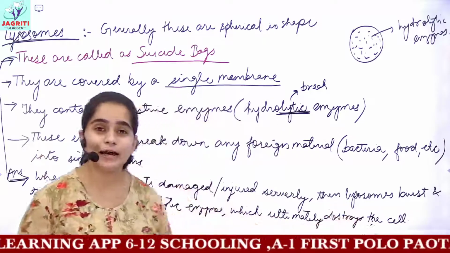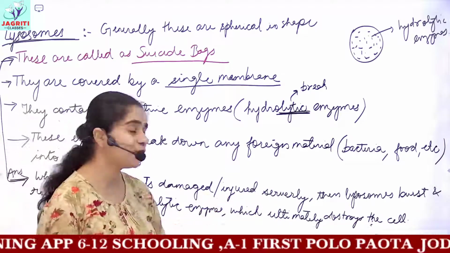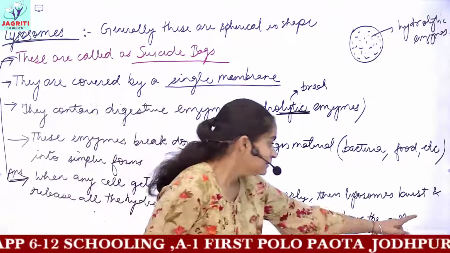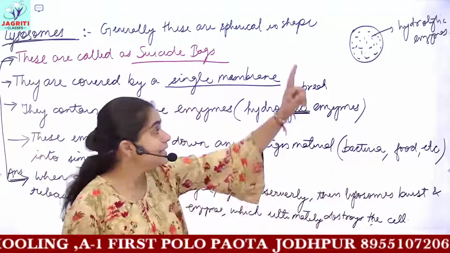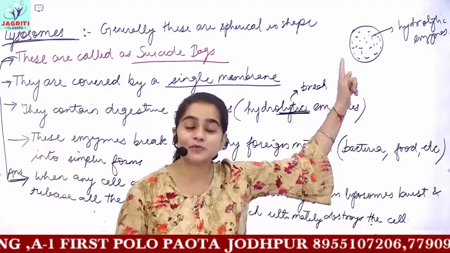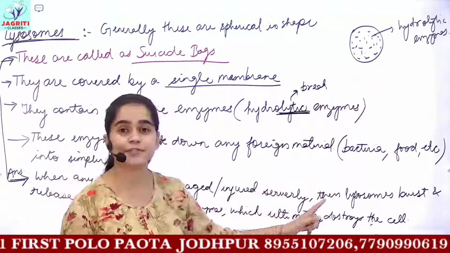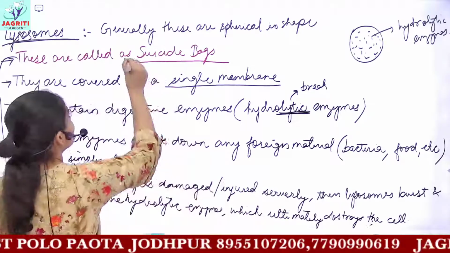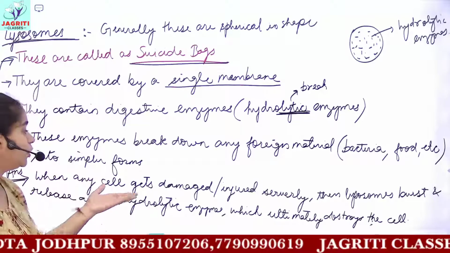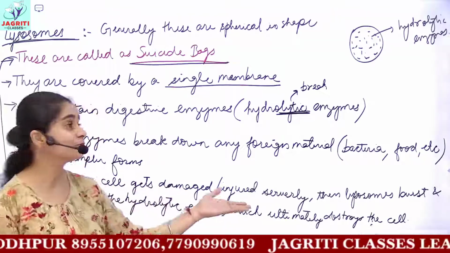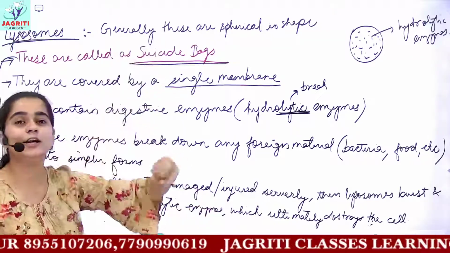And you can add one more line for the completion of your answer: in turn, the lysosomes which were contained inside the cell are responsible for the destruction of the cell. Hence they are known as suicide bags. So this would give you a complete answer to why lysosomes are called suicide bags.